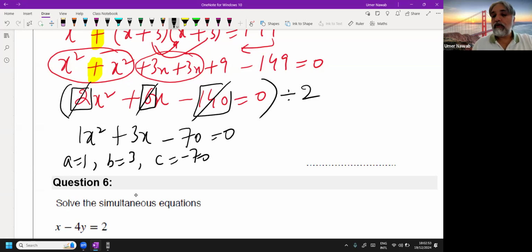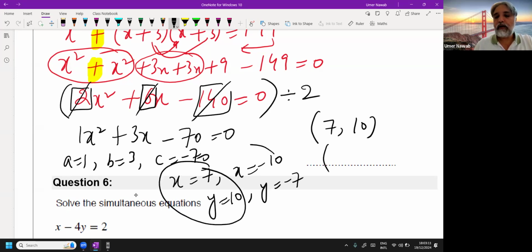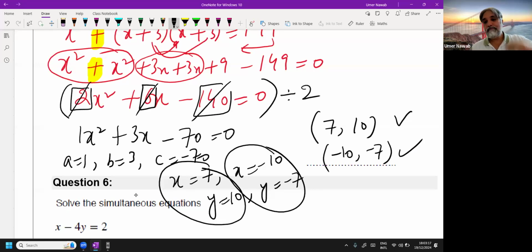Now you can apply the quadratic formula, which will give you x is equal to 7 and x is equal to negative 10. Corresponding to x, I will get y is equal to 10 and y is equal to negative 7. So your solution will be 7 comma 10. And if I'm using this pair, the second answer is negative 10 and negative 7. If you do this all, 6 marks are yours.